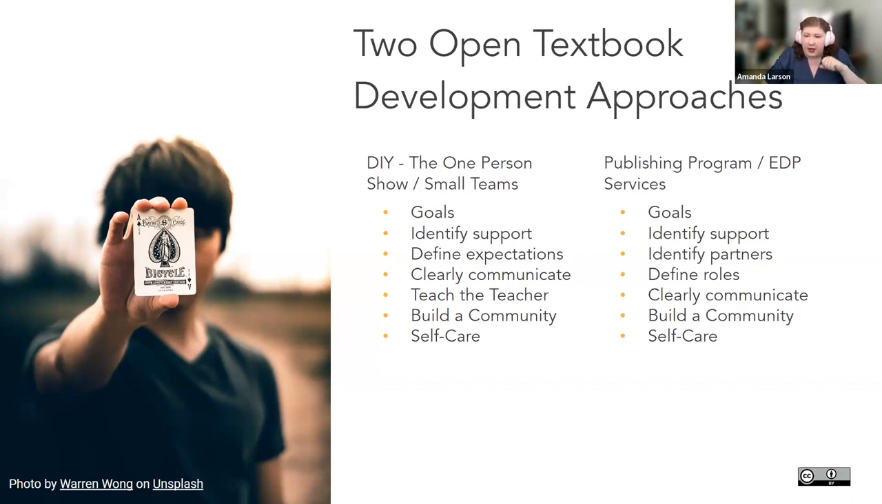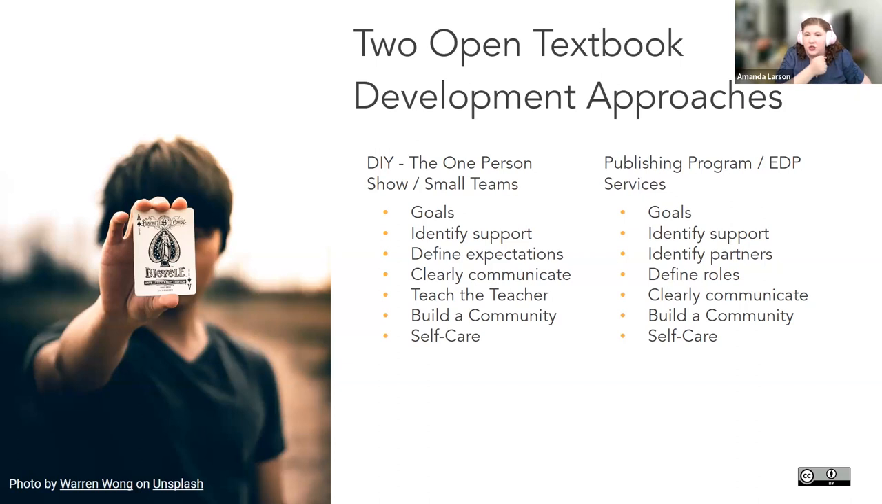And so they have some commonality. They're each going to have goals. You're going to need to identify support in both of them. If you're working in a larger publishing program, you're going to want to identify partners pretty early on. In a one-person show model, you're going to want to make sure that you have your expectations defined really clearly, and that you clearly communicate what you can and cannot do. And then you're going to want to probably do a lot of teach the teacher or train the trainer kind of model instruction around publishing for instructors inside your community. And you'll see that some of those things are also in the other one.